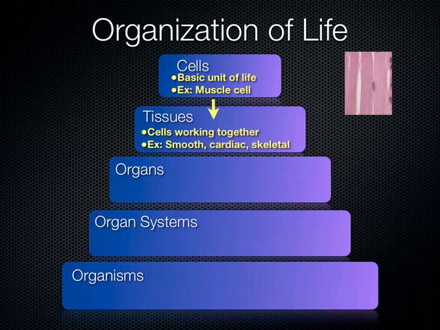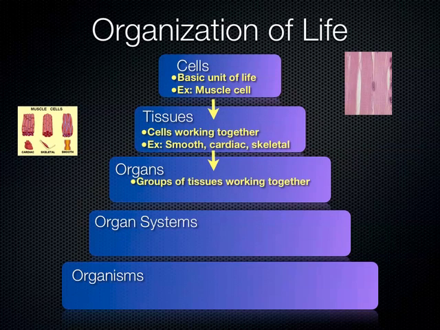Then if we move up a level of complexity, sometimes various types of tissue work together, and then they form what we call organs. A group of tissues working together forms an organ. For example, our heart. Our heart is made of muscle tissue mainly, but also nerve tissue as well. So several types of tissue working together.